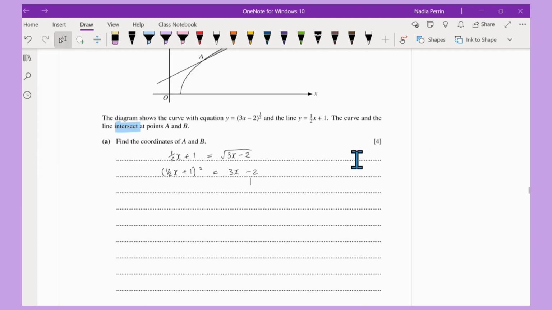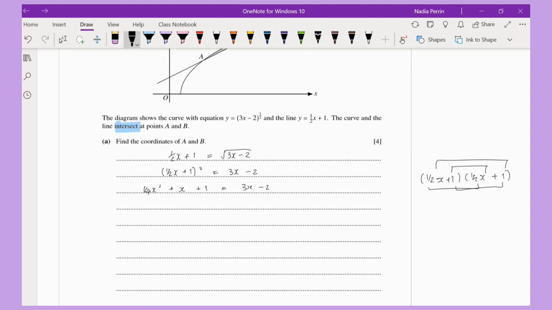So squaring the left-hand side, just take it slowly. Remember, it is going to be 3 terms. So your first term is going to be half x times half x, so quarter x squared. And then your inner and your outer are going to both be half x. So half x plus half x is just x. And then your last is going to be 1 times 1, which is 1. Just take those things slowly in an exam. It's really easy to make a mistake.